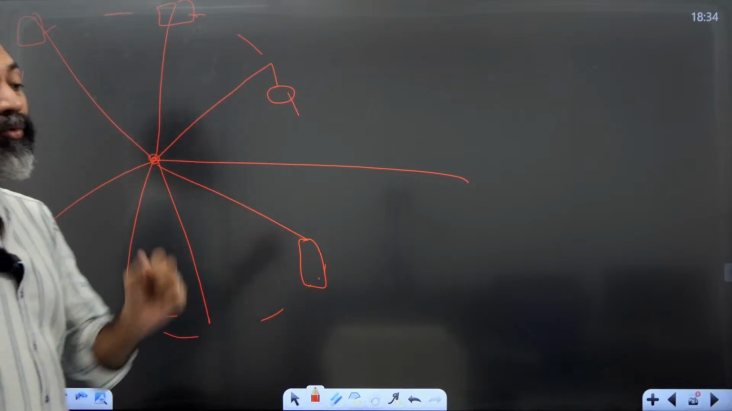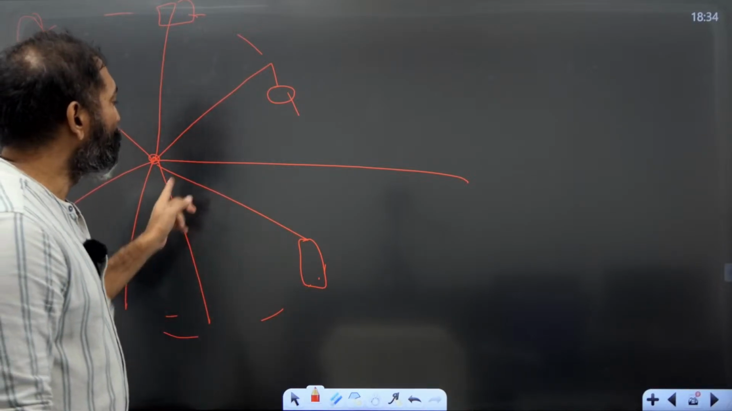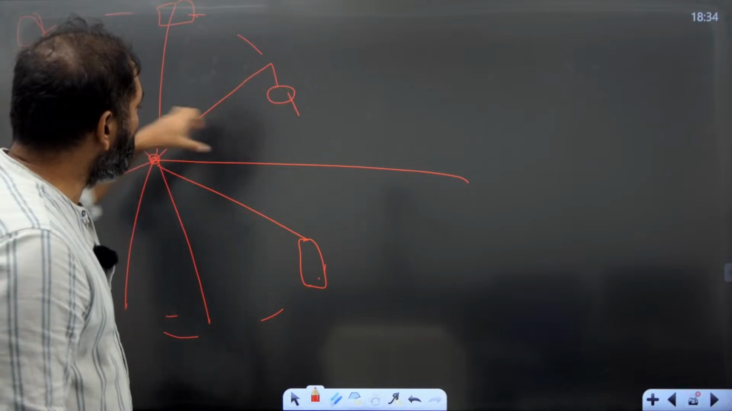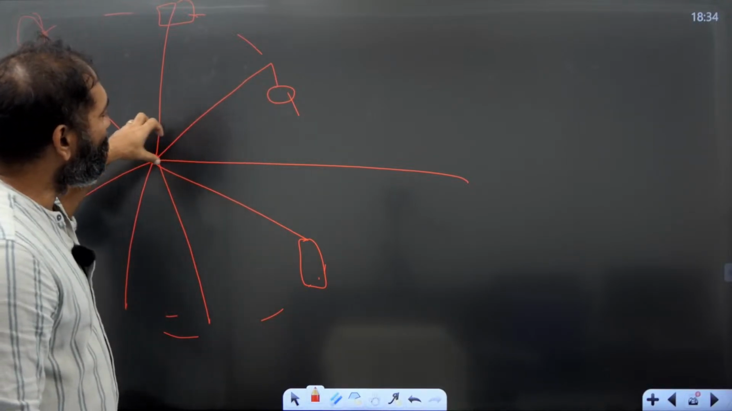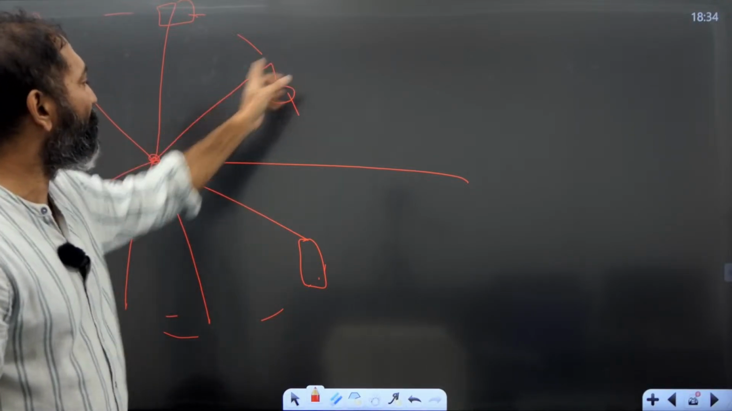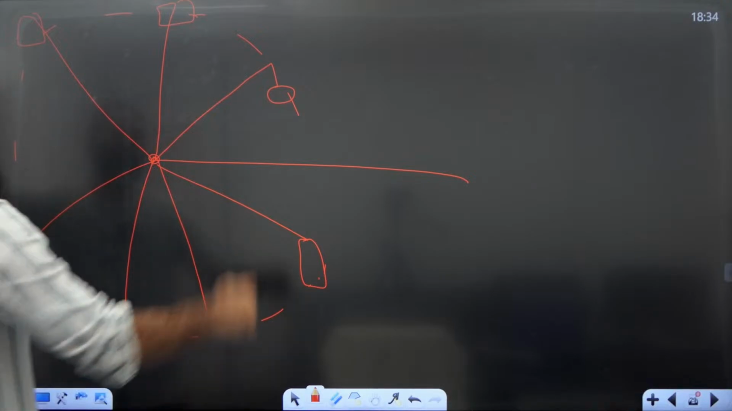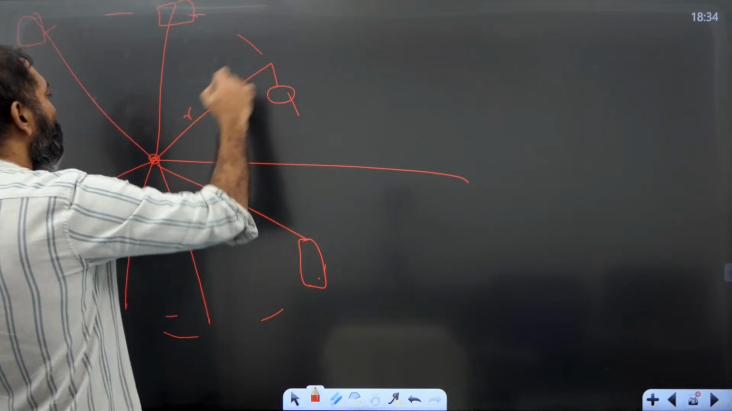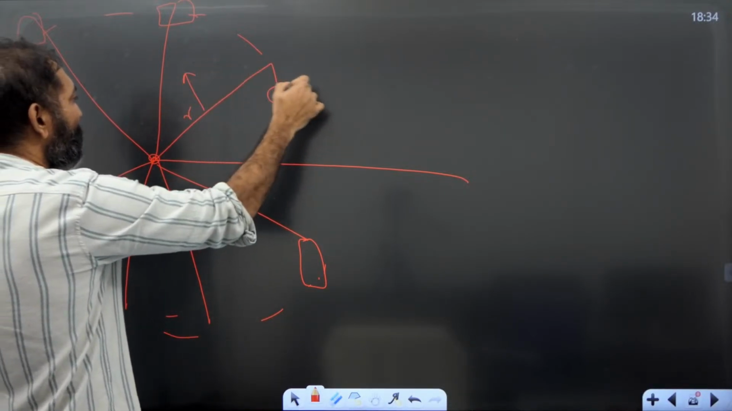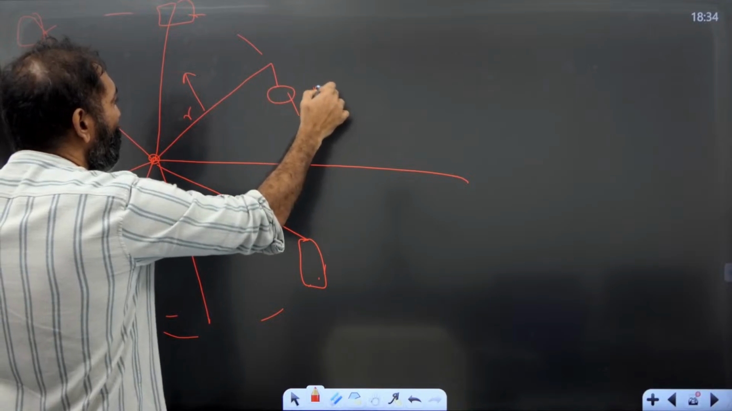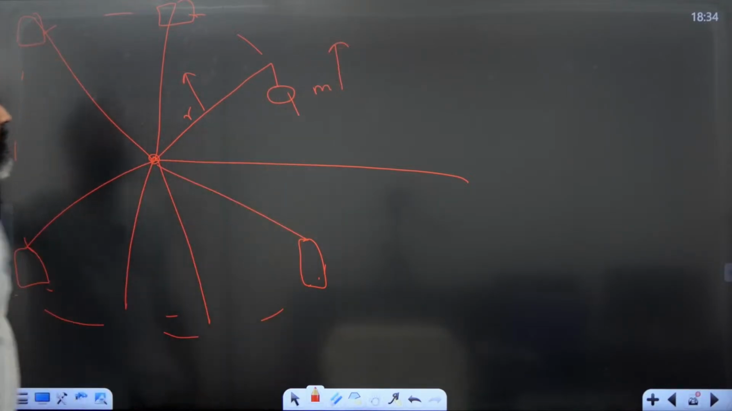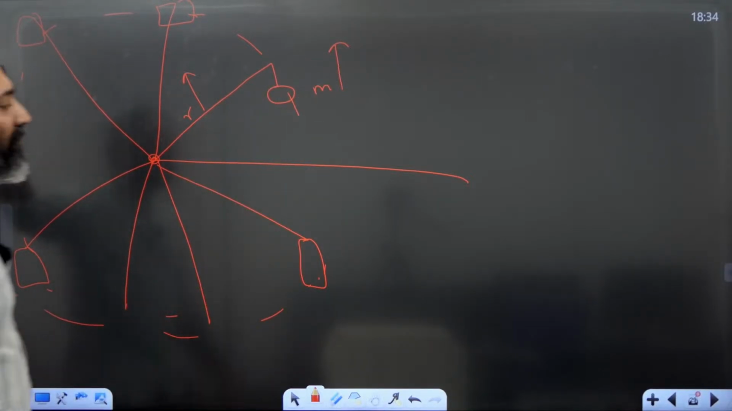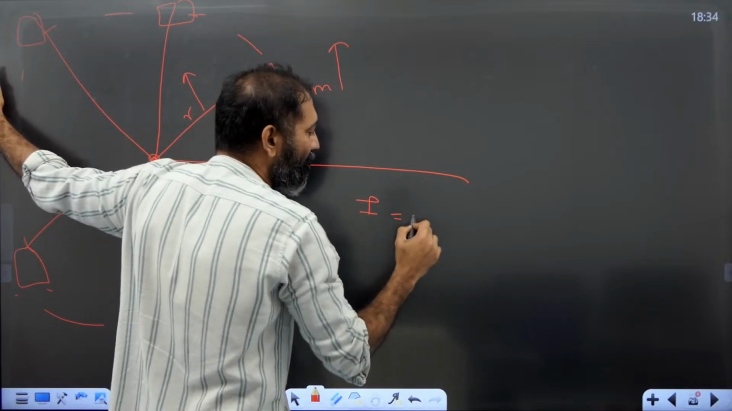Now, how to do it effectively? You have to make sure that the cubicles are placed away from the axis of rotation. Why? If you place them away, the R value is increased, and the kids are sitting here, so mass is increased here. So moment of inertia increases, I equals mr square.